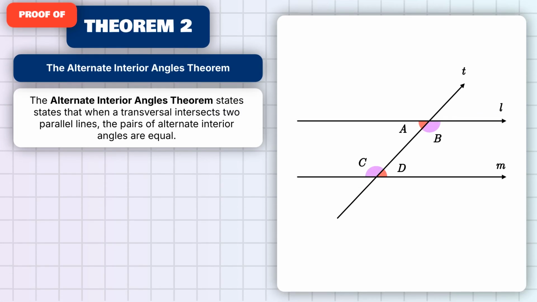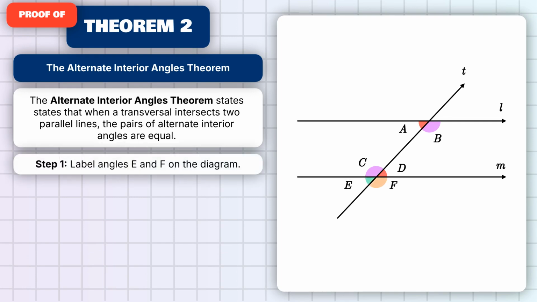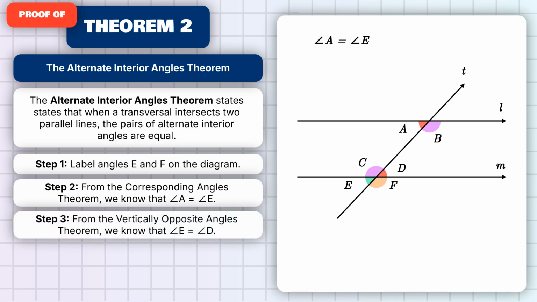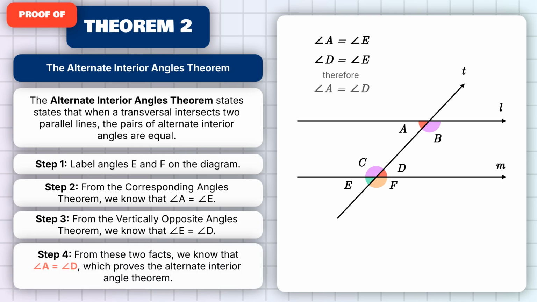Let's now prove that this relationship holds. First, let's label the angles on the bottom half of line M, E and F, like this. From the corresponding angles theorem, we know that angle A and angle E are corresponding angles. Therefore, A equals E, which we can write on our diagram. We also know that angle E and angle D are vertically opposite, so angle D equals E. From these two facts, we know A must equal D, which is exactly what the alternate interior angle theorem tells us.